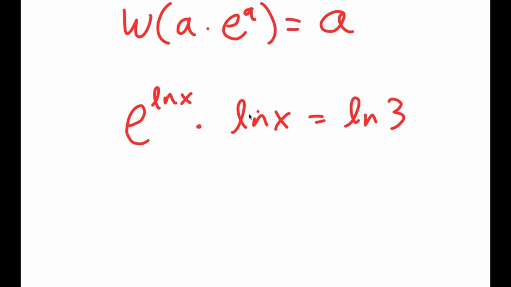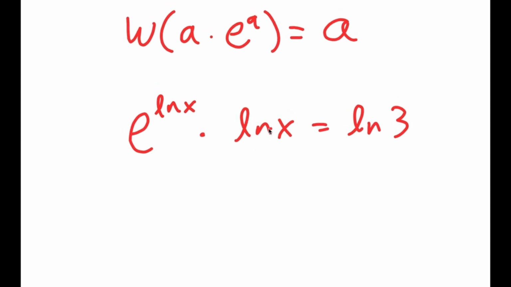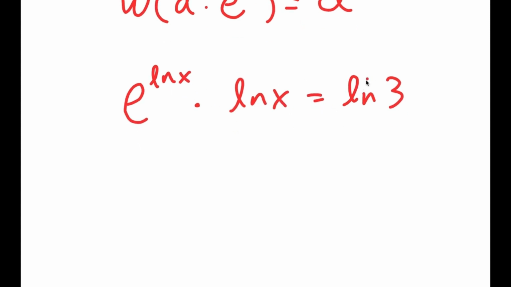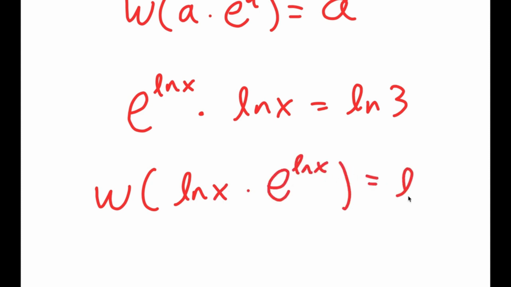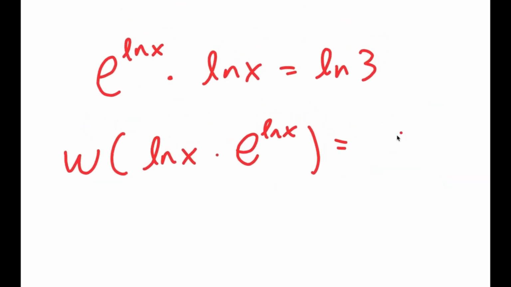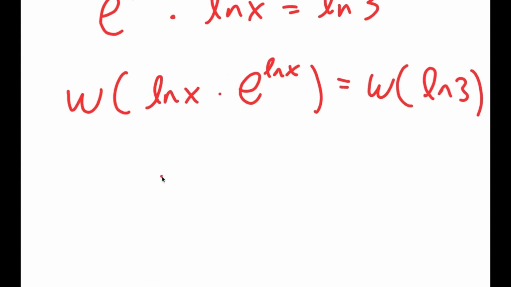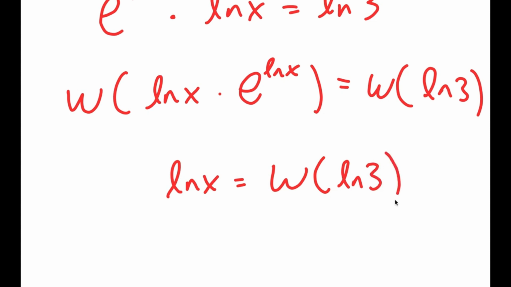So now notice how this is in the form a times e to the power of a, a in this case being ln x, so it's the form ln x times e to the power of ln x is equal to ln 3. So now if I take the W-Lambert function on both sides, I get W of ln x times e to the power of ln x, which is just equal to a. Sorry, I have to take the W on both sides, so I get W of ln 3, and then I'm left with ln of x is equal to W of ln 3.